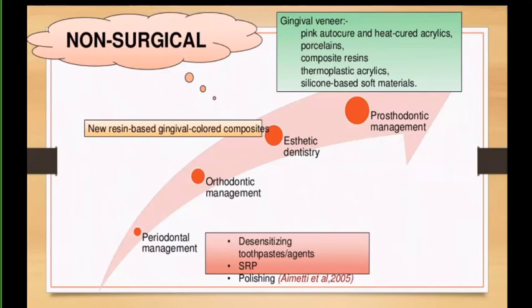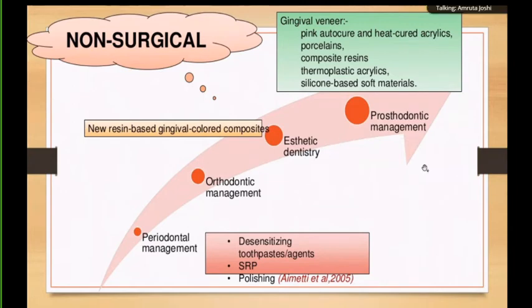Then there is orthodontic management. So what do you do in orthodontic management if there is recession? What will ortho do? They will do intrusion of the tooth. If I intrude the tooth, automatically it goes inside the bone and inside the tissue, and there will be no exposure of the root.